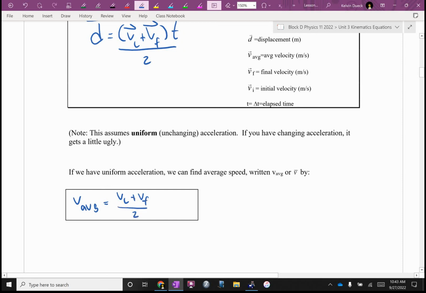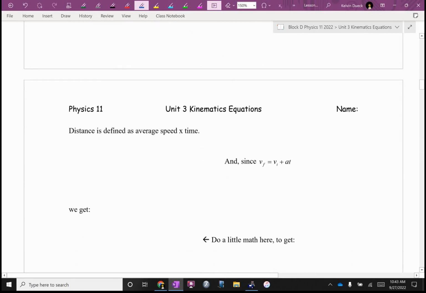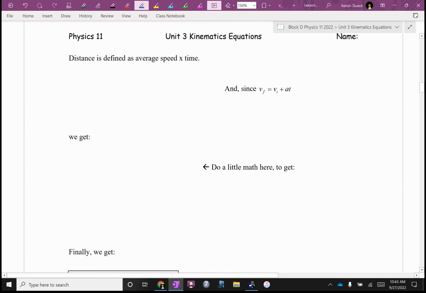Okay. Let's put that in our back pocket temporarily, and we're going to turn the page. So we said distance is average speed times time. So that was VI plus VF times T over 2.